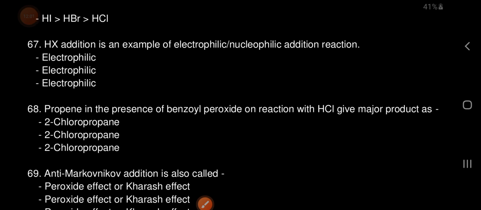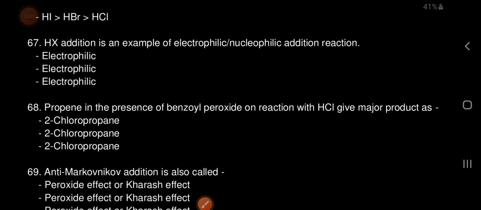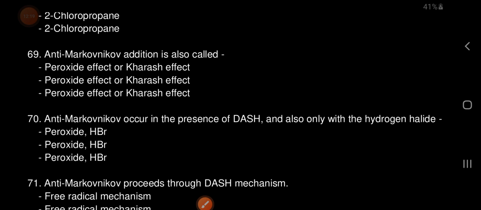HX addition is an example of electrophilic addition reaction. Propene in the presence of benzoyl peroxide on reaction with HCl gives major product 2-chloropropane. Anti-Markovnikov addition is also called peroxide effect or Kharasch effect.